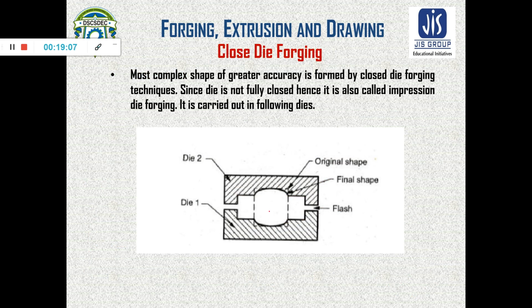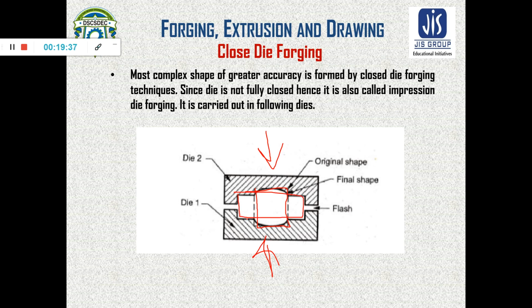See, in case of closed die forging, this is the die. The die cavity is completely closed. First, these two dies are placed together with the original shape inside. Then compressive force is applied from both sides, so that the material inside takes the shape of the cavity. So this will be the final step.